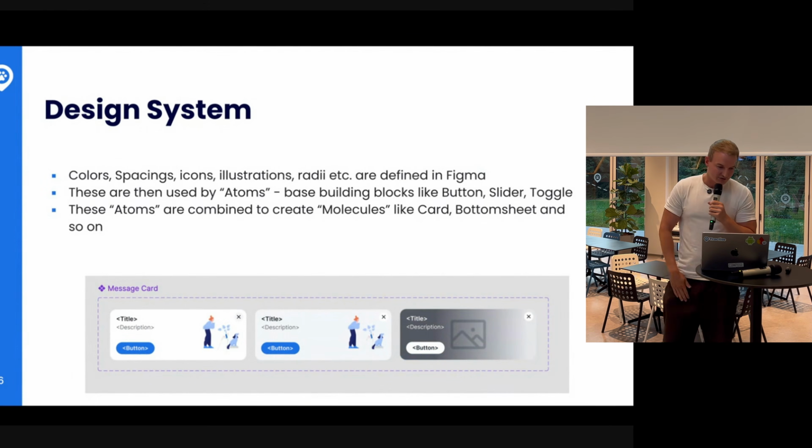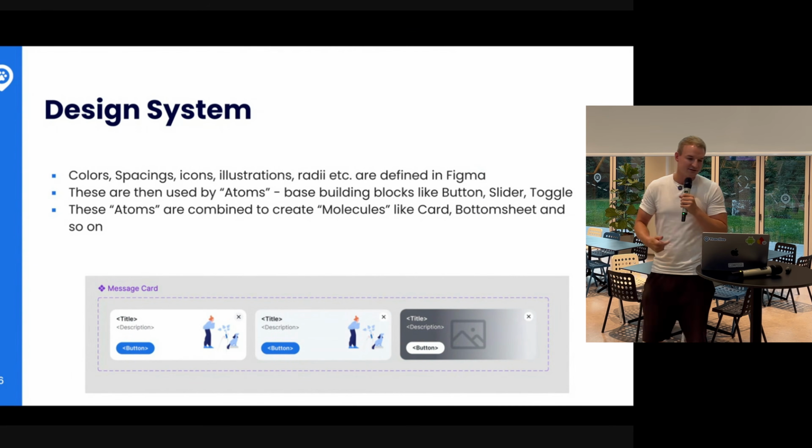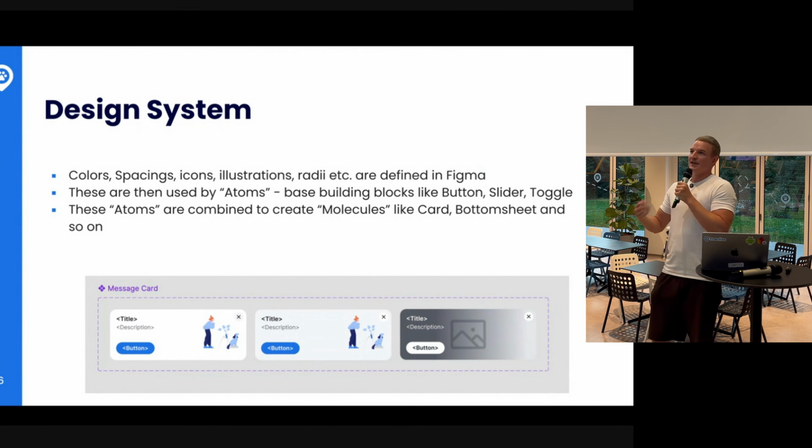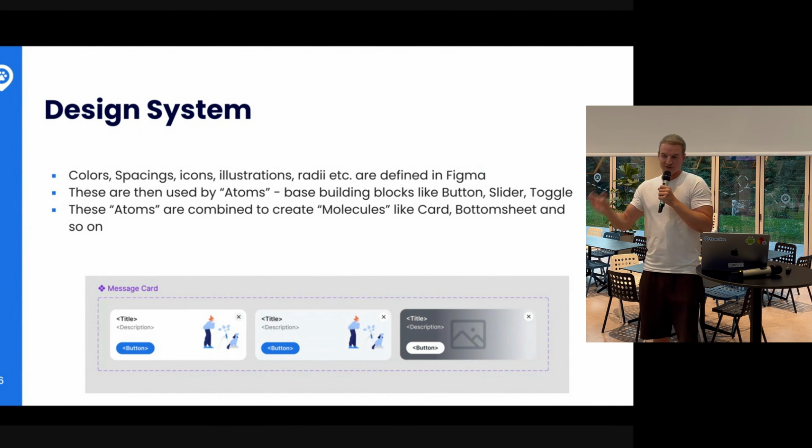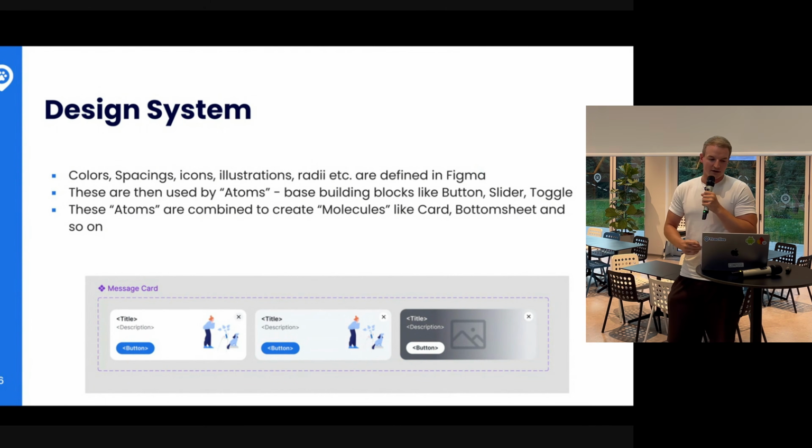So a short introduction to our design system. I'll keep it very brief, but we have colors, spacings, icons, illustrations, even corner radius and everything defined in Figma. And we use those building blocks, I think they're called primitives for us, and build atoms, which are, for example, buttons. Can you see the cursor? Yeah. Like a button here would be an atom, for example, or maybe like this closing button here.